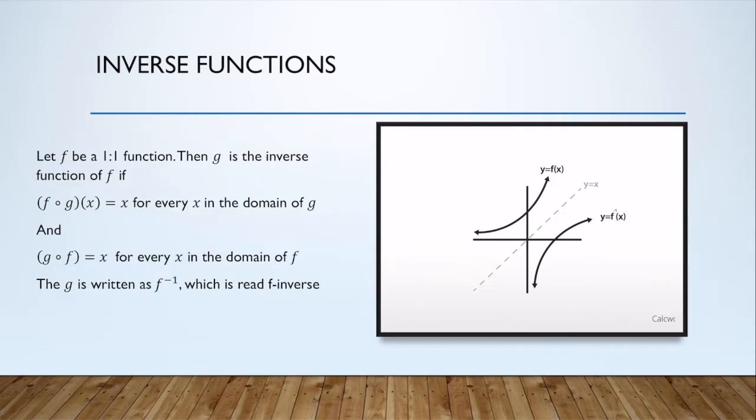What's really cool about one-to-one functions is if f is a one-to-one function and g is the inverse, right? That means it's reflected across the y equals x axis. Then f composed with g will equal x and g composed with f will equal x, right? All one-to-one functions have inverses.